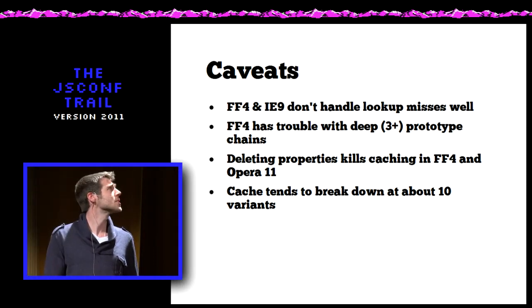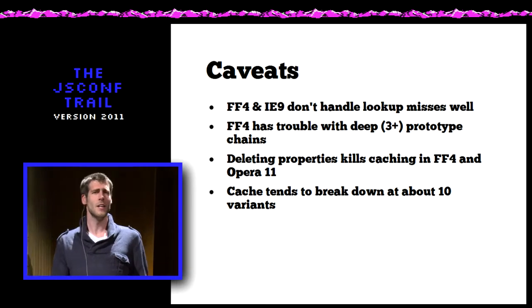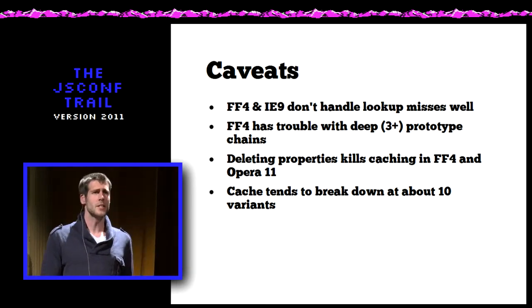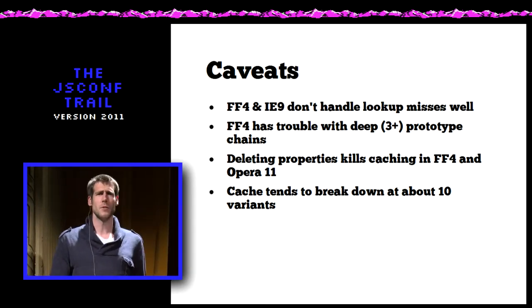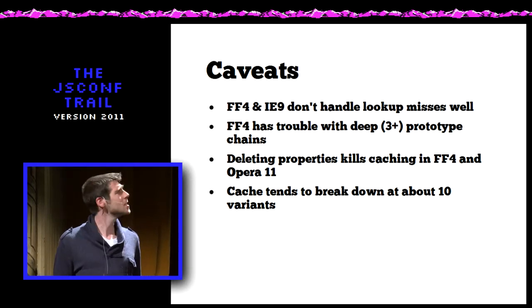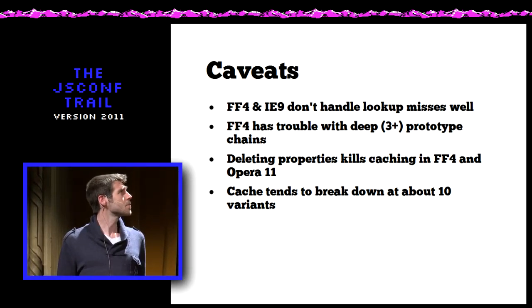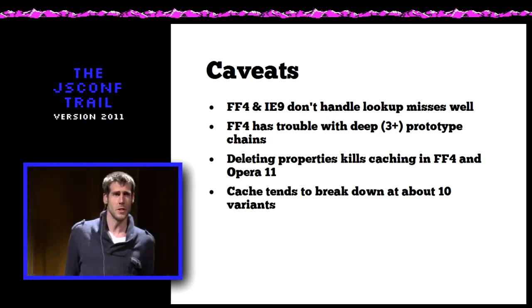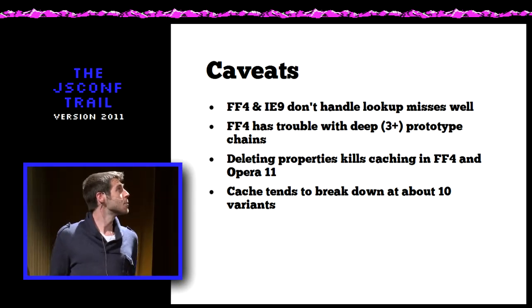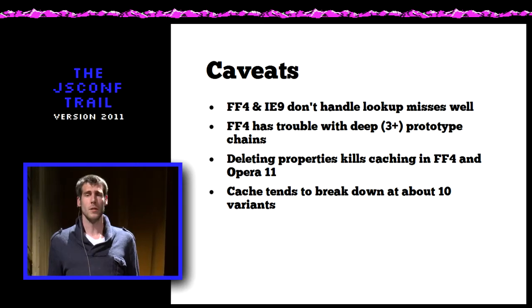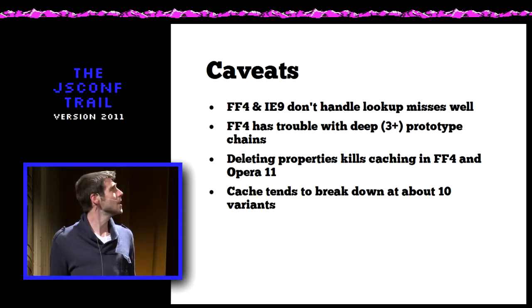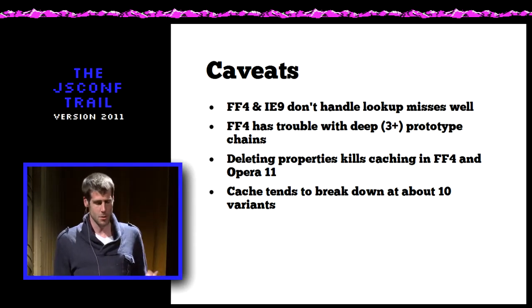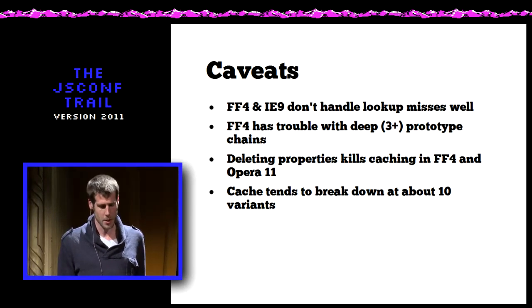One noticeable thing was that both Firefox 4 and IE9 don't seem to cache lookup misses. So if you're looking up a property that doesn't exist, it's pretty slow. Probably because some people consider this a programmer error. Depends on what you're doing. I've always happily looked for properties that don't exist in objects, but maybe I should stop doing that because you pay a small performance penalty.